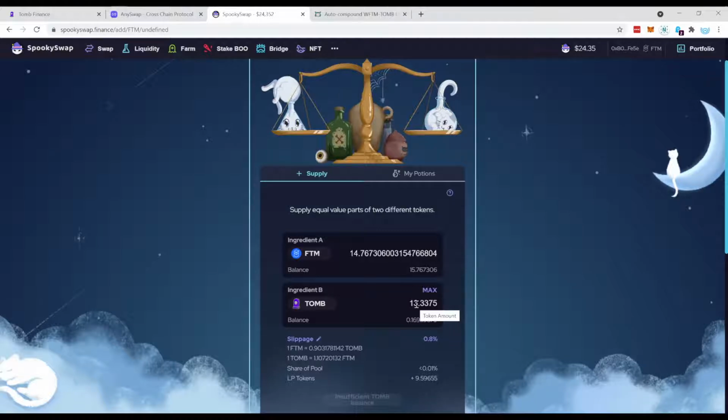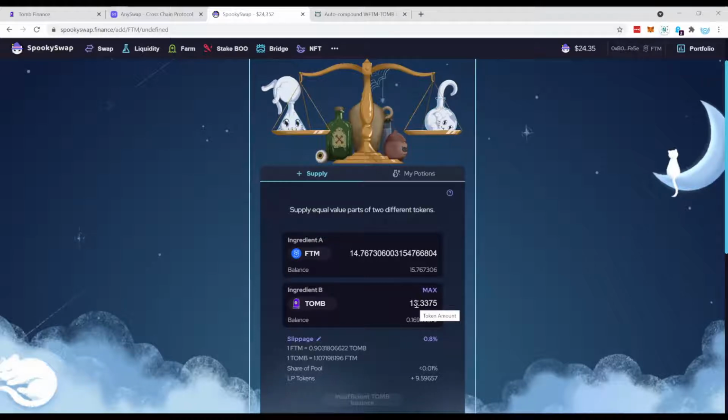...which is used later for other people if they want to swap from one coin to the other. So there's enough liquidity on both sides so they can perform the swap. This is important. This is basically the basics of liquidity providing, what you are doing.